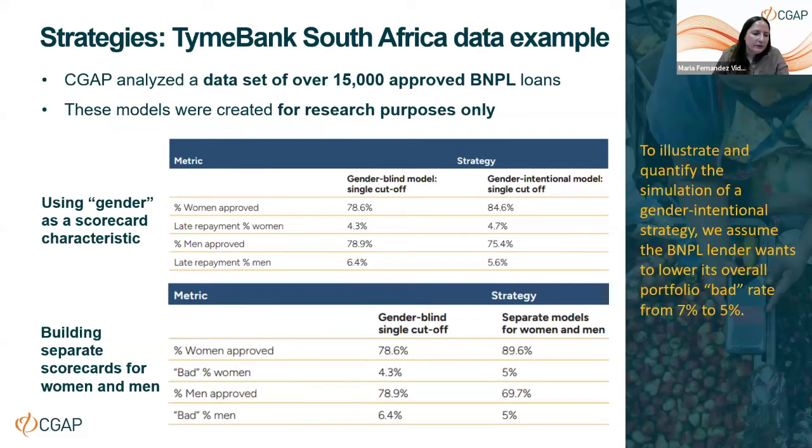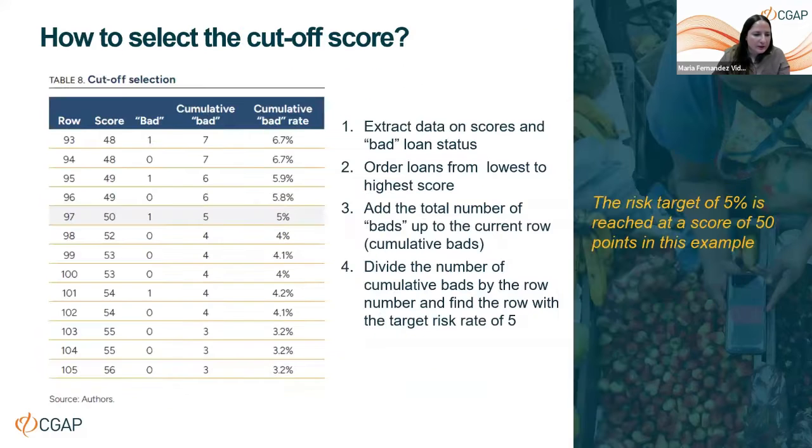And then, if you go just one back, just to illustrate, Dean. Yeah. So here, let's say this is the general one, right? When you look at the sample as a whole, a score of 50 leaves a 5% cumulative bad rate. What you would do in the gender intentional one is separate that, and you would find that for women, the score that leaves 5% is actually lower. And for men, it's a higher score. So in practice, what you would be doing is just finding that for the separate groups.